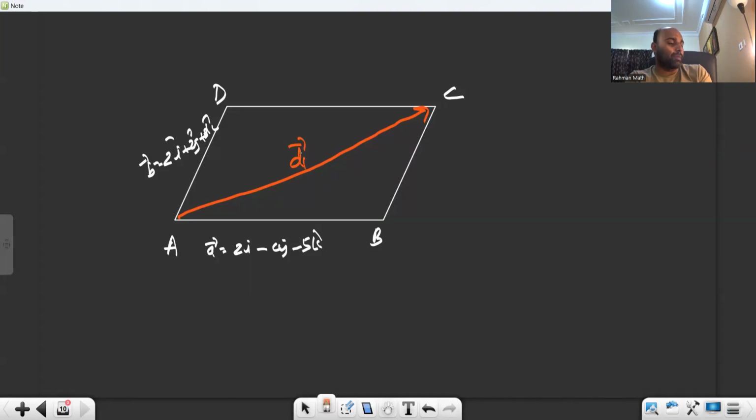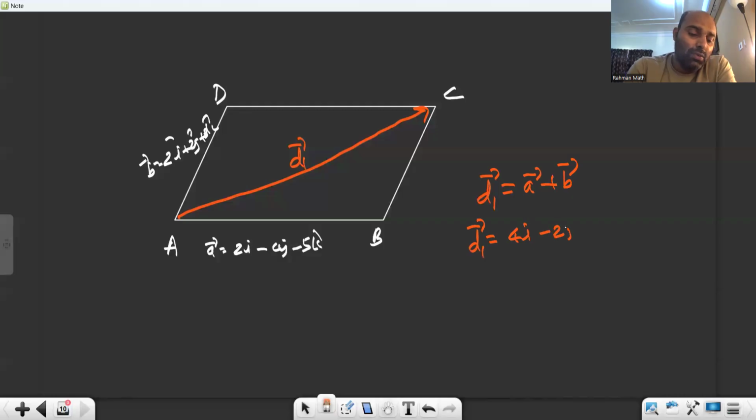Two adjacent sides of a parallelogram are given. Find two unit vectors parallel to its diagonals. First one, D1 equals A plus B. The bigger vector, as I told you already, is A plus B. The smaller vector is B minus A. Don't forget that, B minus A. A plus B means 4i, minus 4j plus 2j, minus 5 plus 3, minus 2k. This is D1, which is 4i minus 2j minus 2k.